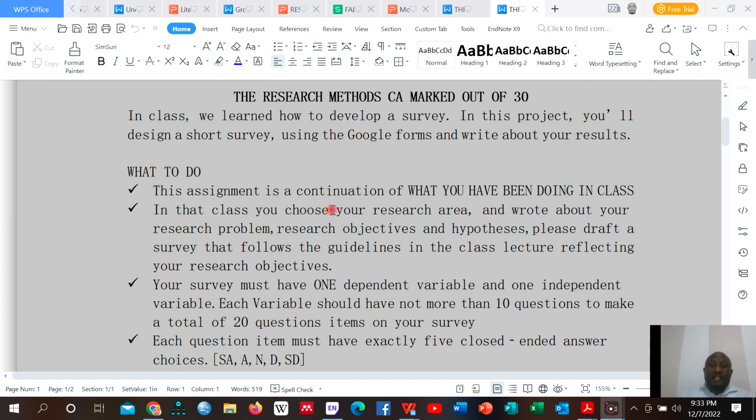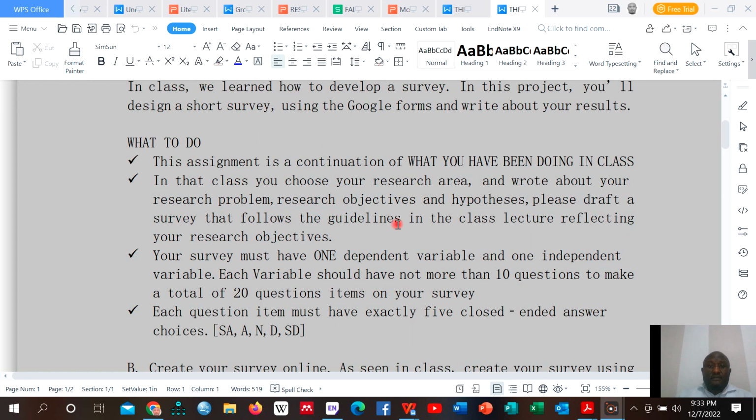You are required to understand what you are going to do in this assignment. This is a continuation of what you are already doing in class. You know that in class, we have tasked you to choose your research area, to write your research problem, to write your research objectives and hypotheses, and also to draft surveys that follow the guidelines of your research objectives. We have shown this to you in the classrooms, and we are sure that you can do it well.